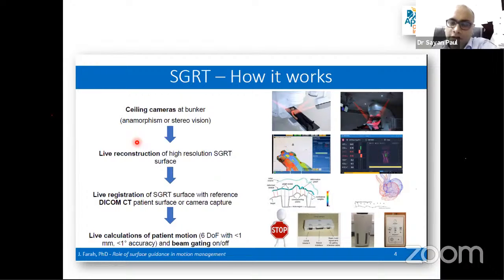Okay, the only one thing is that the body contour should be visible to the patient. Like if you use an ORFIT mask, it will not be possible. Without the ORFIT mask, only you have to treat. You can use the other immobilization devices, and the surface of the patient should be always visible to the camera. So this is the surface guided radiotherapy.